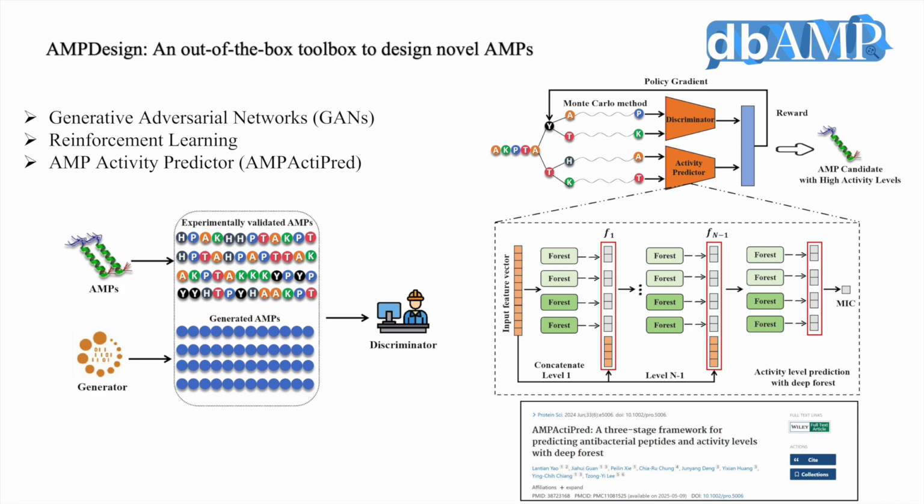Here, let's revisit an important concept in our reinforced learning strategy, the reward function. The reward function combines the outputs of the discriminator and the activity predictor. Our activity predictor, a deep forest-based tool we previously published in Protein Science, plays a crucial role. It helps AMPDesign generate highly active potential AMPs by leveraging reinforcement learning strategies.